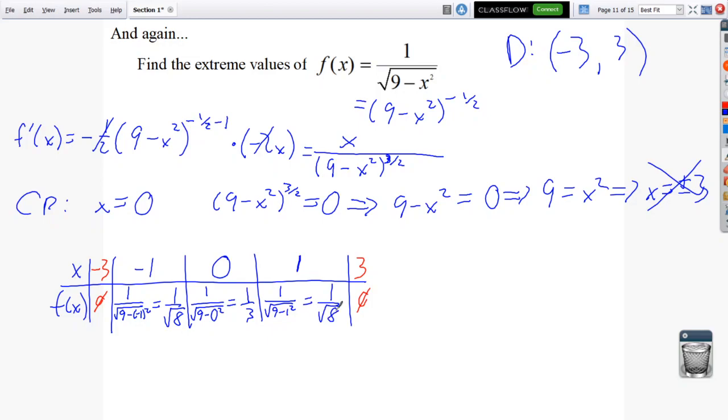Now looking to see if 1 over the square root of 8 is bigger or smaller than 1/3. I could use a calculator to approximate what 1 over the square root of 8 is, but my whole goal here is to not use a calculator. So I see the square root of 8 is smaller than the square root of 9. Since my denominator is smaller, this has become bigger. So this is going to be greater. This ends up being a minimum value. We have a minimum value of 1/3 and it occurs at 0.